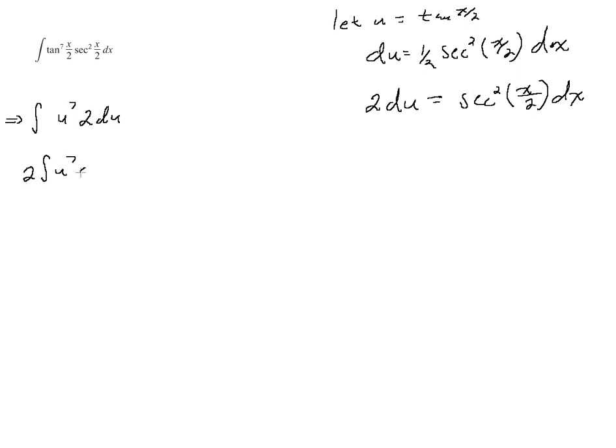2 times the integral of u to the 7th du, and then we'll integrate u to the 7th, so we'll go up by a power, 1 over the new power, plus c. 2 over 8 is 1 over 4, and u is the tangent of x over 2, and then that'll be to the 8th power. I think it looks better that way. So anyway, there you go.